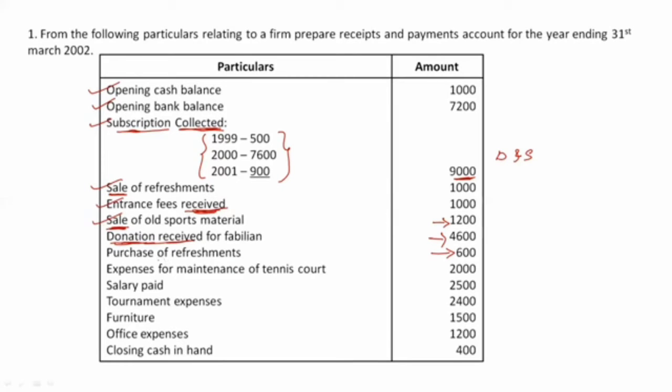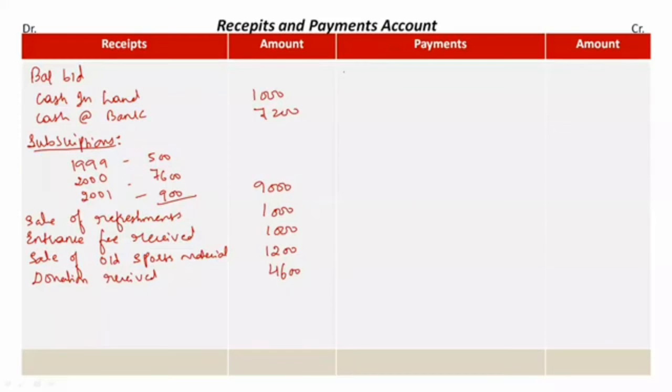Okay, I'm purchasing certain refreshments. So when I'm purchasing, I have to do payment, right? I have to do payment of certain money, rupees 600. Now this is my payment. I will write it on the payment side as purchase of refreshments, rupees 600. Then come back to the question.